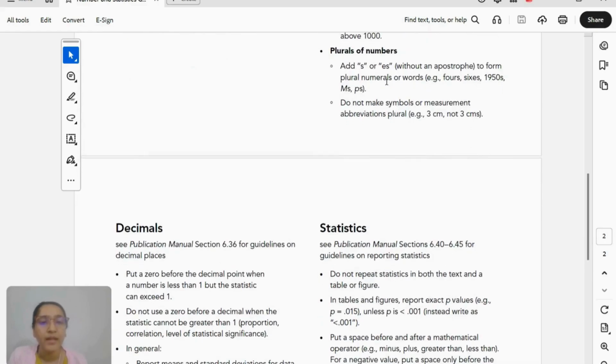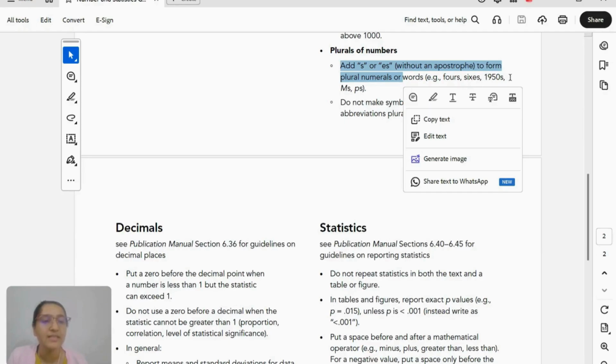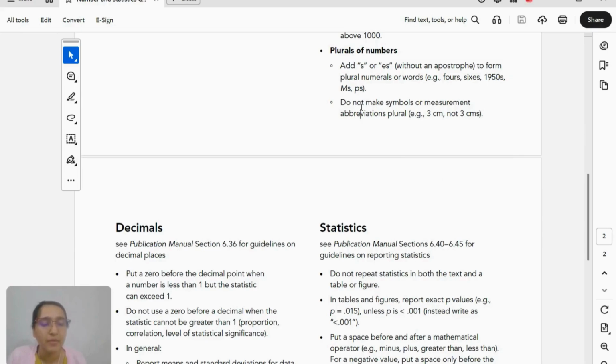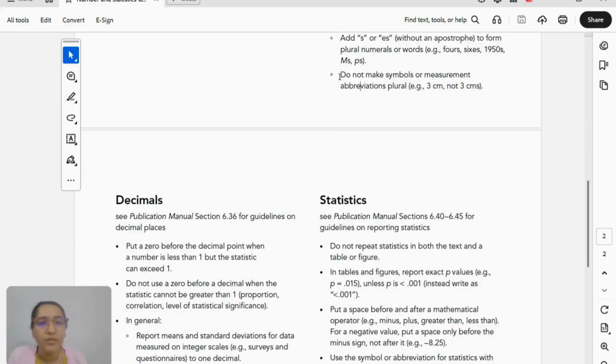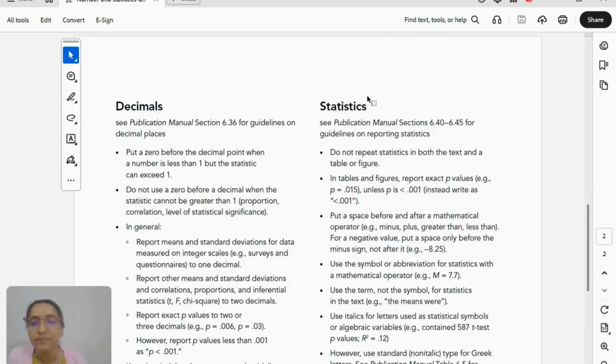For the plural of numbers, add s or es to form the plural of a number or word. For example, sixes, 1950s, yeses, peas, etc. We do not need any apostrophe. And do not make a symbol or measurement abbreviation plural. So when we are writing 3 centimeters, let's just write 3 cm, not 3 cms.